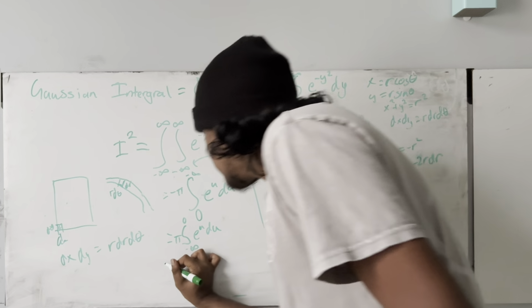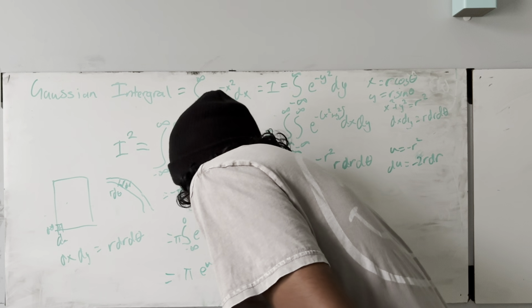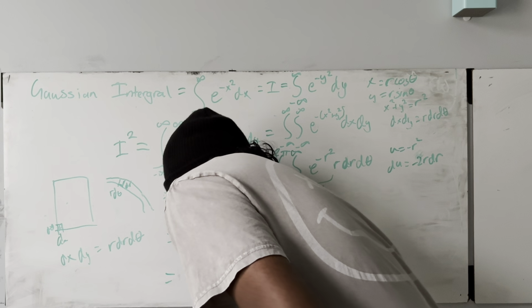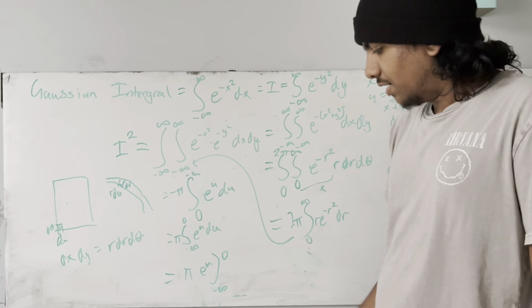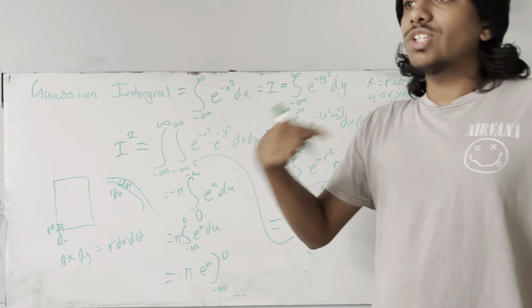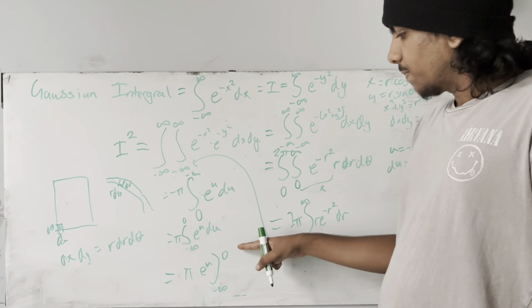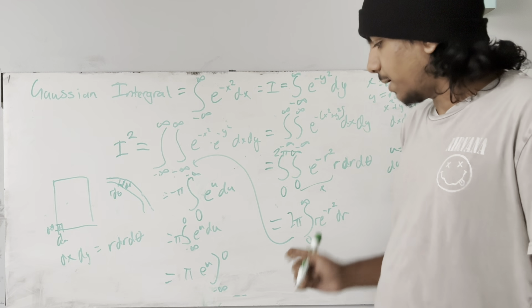Well, we can integrate this now. This is equal to pi times e to the u, plugged in from negative infinity to 0. Now we're going to take a limit, but I'm going to skip that notation. e to the 0 is 1, e to the negative infinity is 0. So we're going to have 1 minus 0, that's just 1. So pi times 1 is pi.